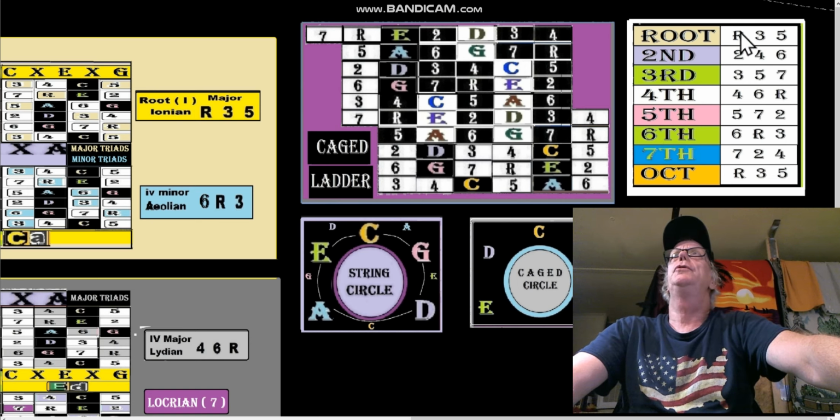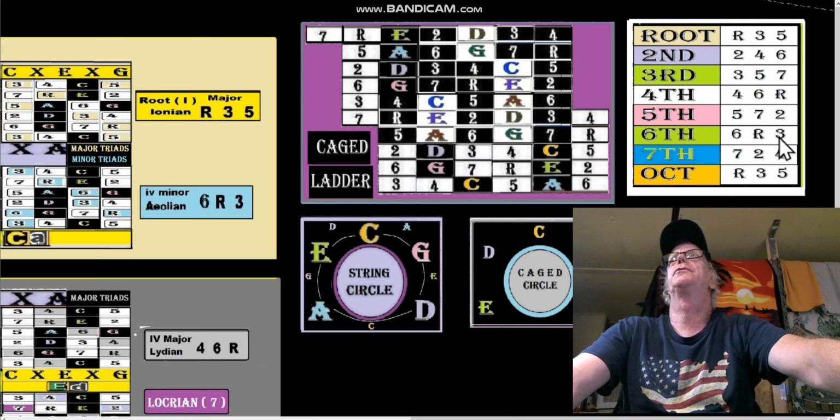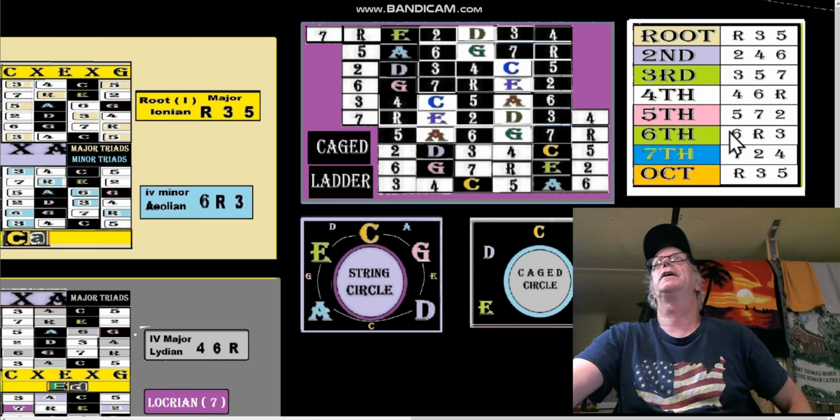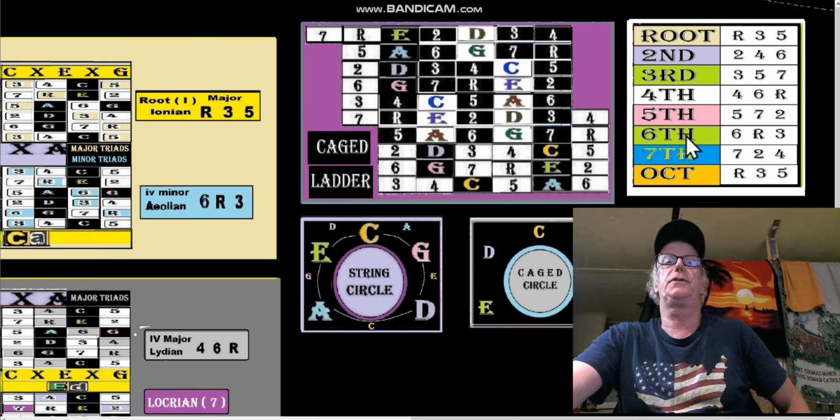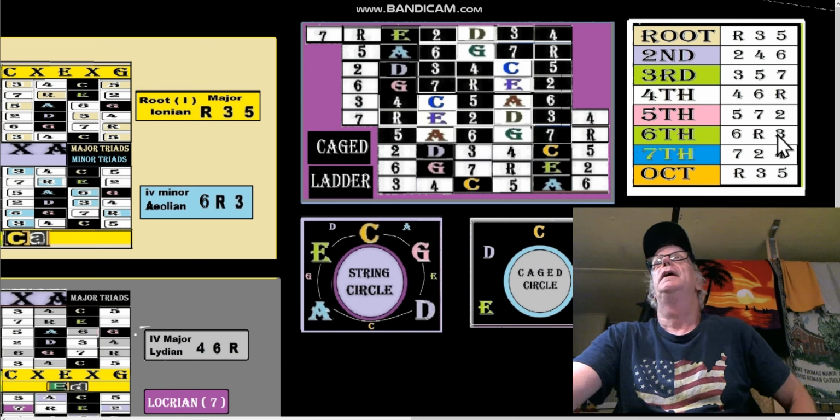You have the root 3, 5, and its relative 6, 6, root 3. Notice that the root and the 6 share 2 notes. The only difference between the Ionian and the relative 6 Aeolian is that the relative 6 Aeolian has the third and doesn't have the fifth, and the root has the fifth and doesn't have the sixth, rather.